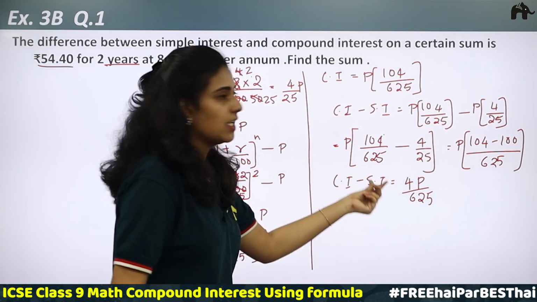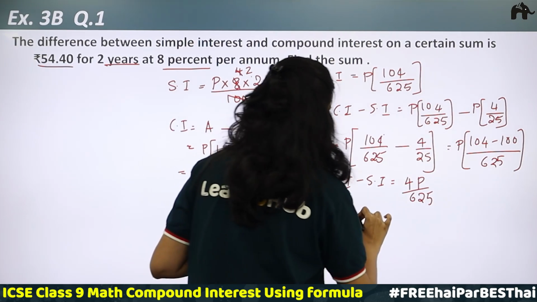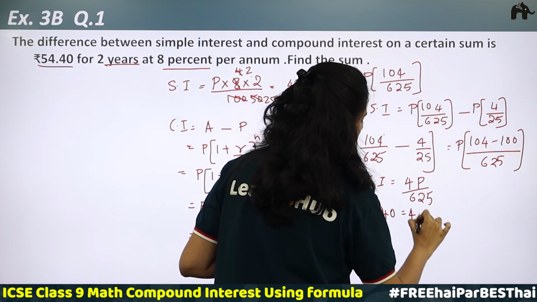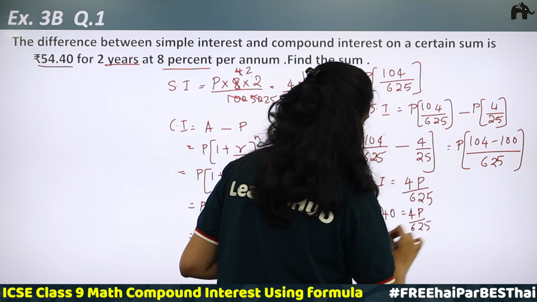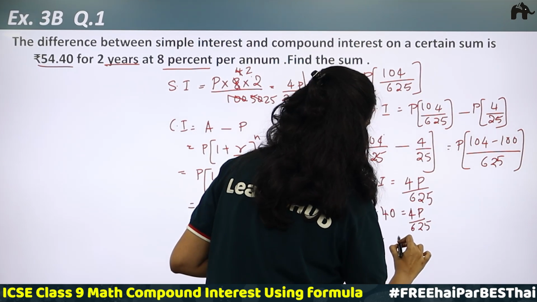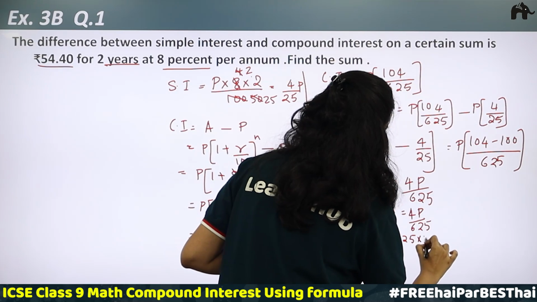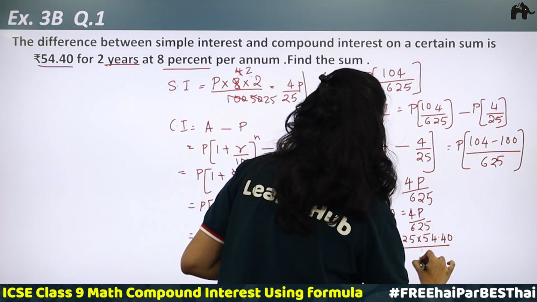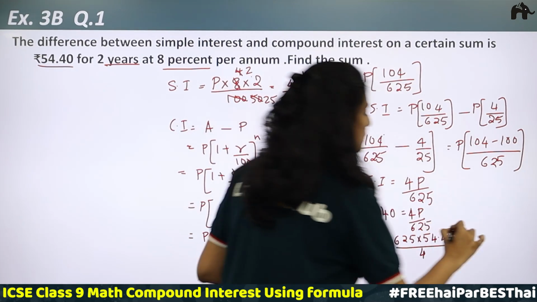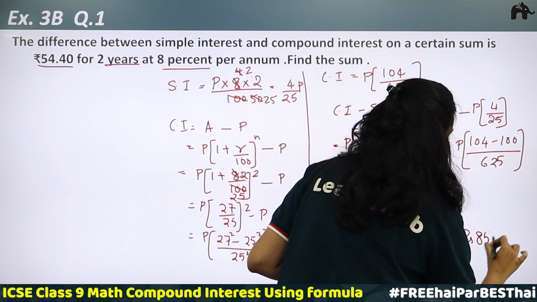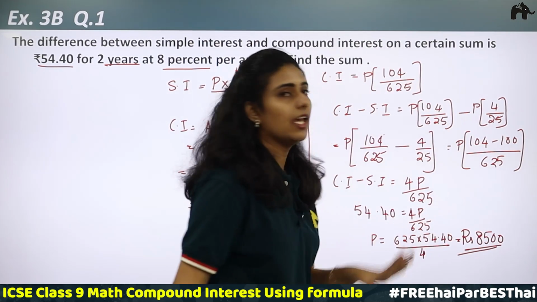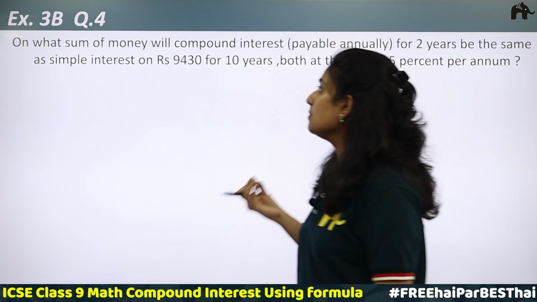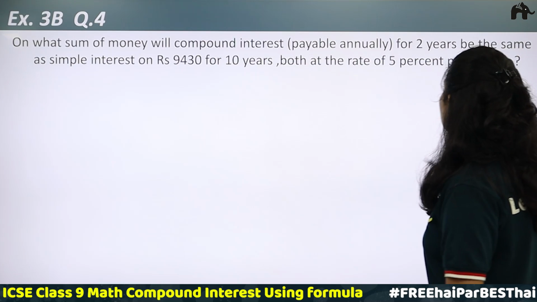Compound interest minus simple interest is given, which is equal to 54.40, is equal to 4P divided by 625. Therefore, P is equal to 625 into 54.40 divided by 4. So when you calculate this, you will be getting rupees 8,500. So the principal or the sum is rupees 8,500. Clear? Question 4 of exercise 3B.